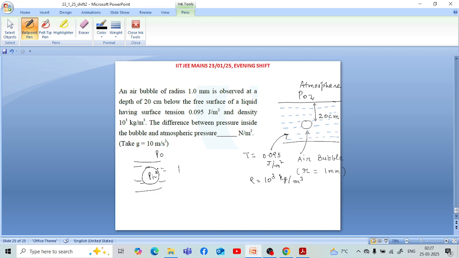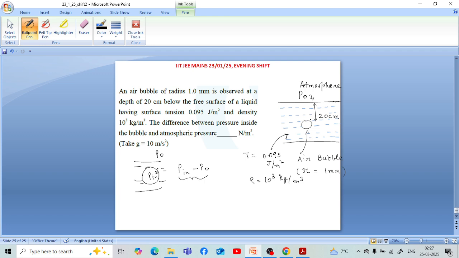So, we have to find out the difference between the inside pressure, meaning the pressure inside the air bubble, and the atmospheric pressure. We call the atmospheric pressure P naught. So, we have to find this difference, P inside minus P naught. We have to find out this difference basically.